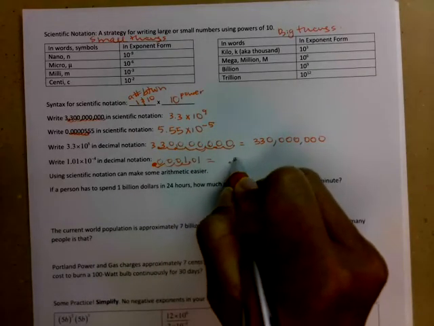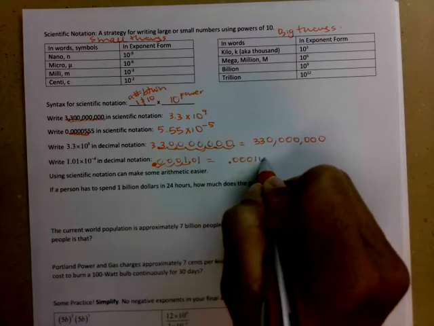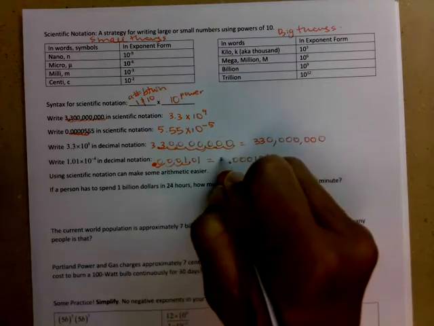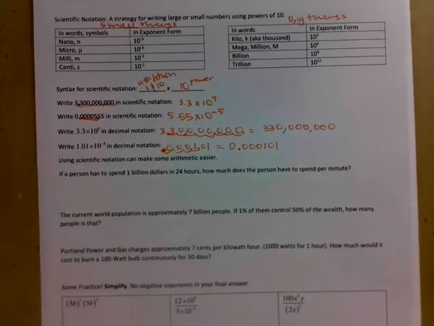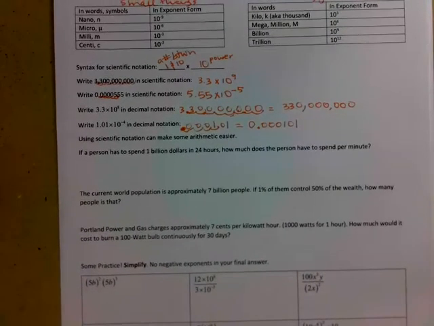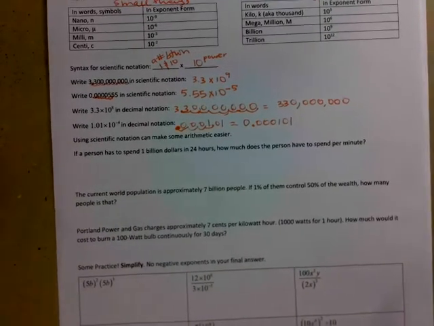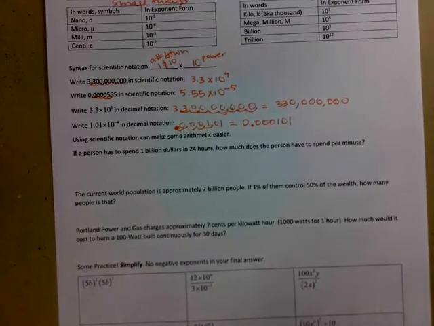So 0.000101. And if you want to do a leading 0, that's kind of helpful sometimes just to make sure you know where everything goes. So using scientific notation can sometimes make arithmetic easier.